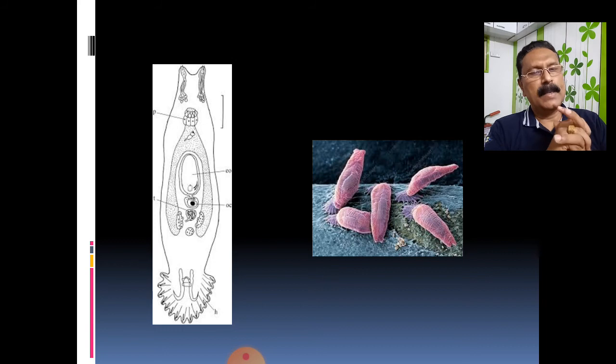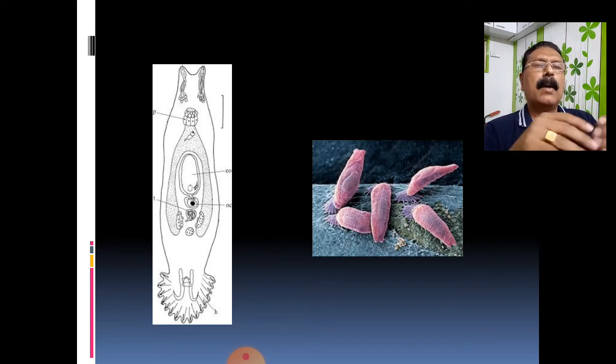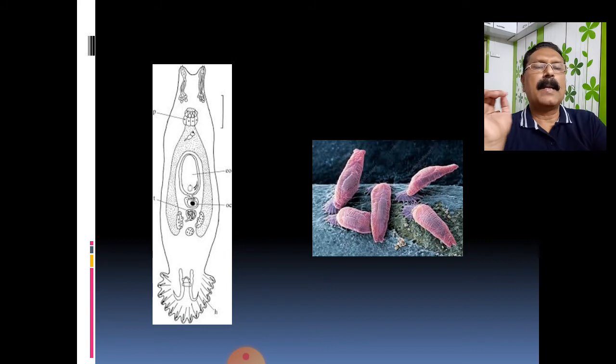Those hooks are known as the anchors, and around the haptor it is provided with smaller and larger hooks also. The smaller ones are known as hooklets, and the larger ones are known as hooks, and the largest ones are known as the anchors. Two curved hooks are known as the anchors, and both anchors are connected with each other with the help of a plate-like structure. So this is a little bit of the structure of Gyrodactylus.